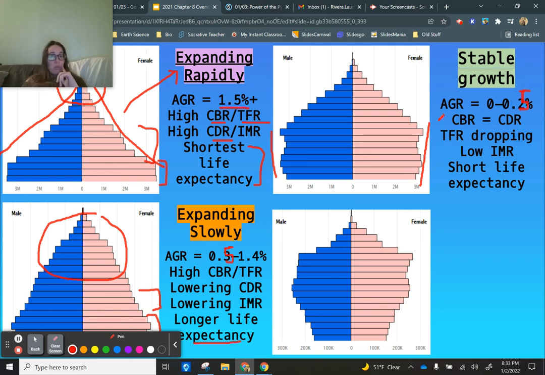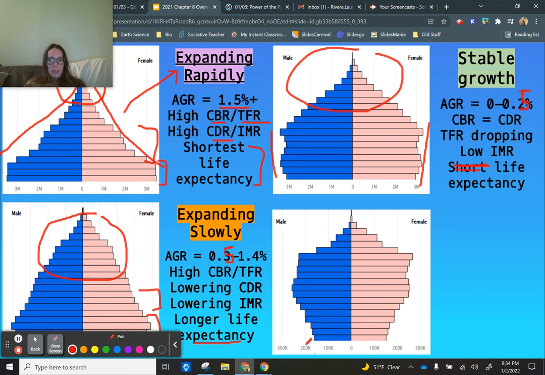Usually we see that our crude birth rate and crude death rate are really close together, sometimes even equal, and our fertility rates dropping. We have really low infant mortality rates, and it says short, and I keep meaning to change it. This is a nice long life expectancy. So we see lots of post-reproductive people up there.